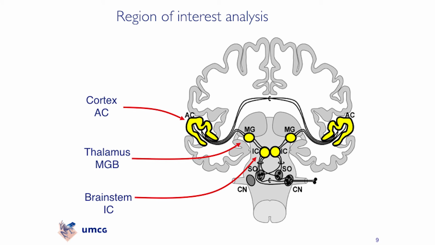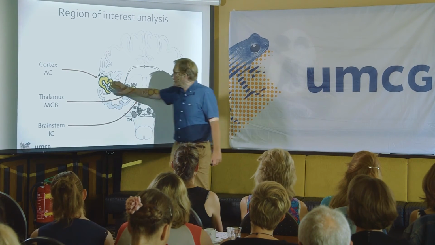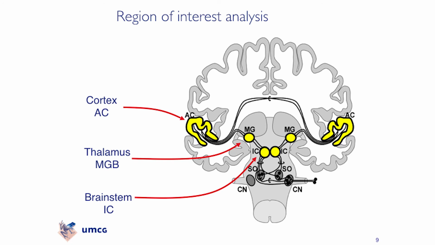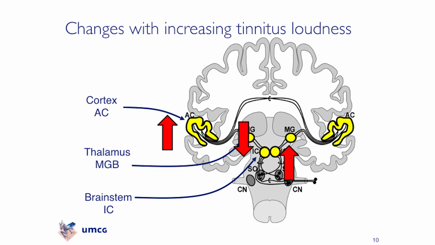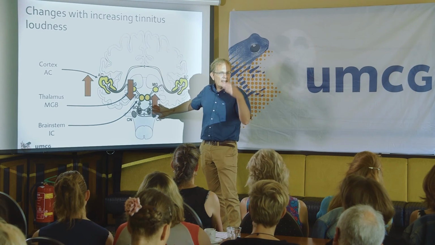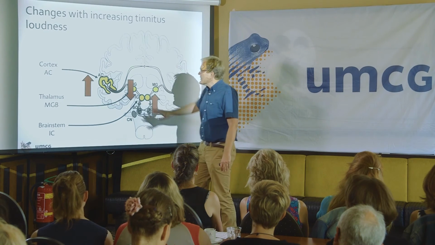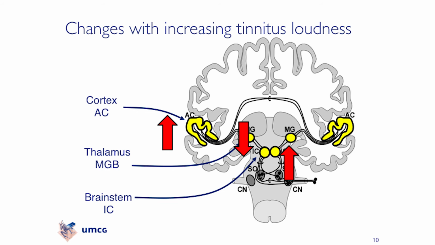And I'm going to show you some results, and what I'll show you is a so-called region of interest analysis. I'll show you the changes of brain activity in the inferior colliculus in the brainstem, in the medial geniculate body in the thalamus, and in the auditory cortex on the temporal lobe. So just average responses of these areas. And this is what we essentially find with increasing tinnitus. We find that activity in the inferior colliculus increases if people say that the loudness of their tinnitus increases. The same happens in the auditory cortex. We find that activity increases if their tinnitus increases.